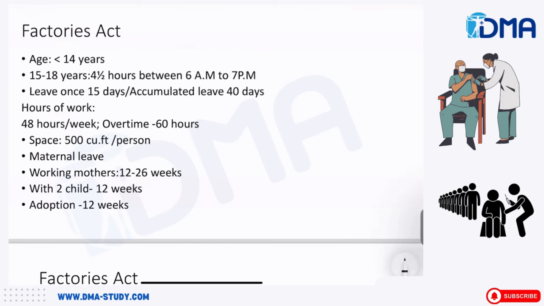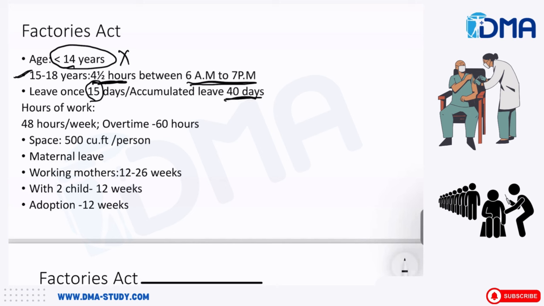Next, I would want you to know about the Factories Act. In the Factories Act, you have to remember the age group: you should not employ less than 14 years. In case of 15 to 18 years also, they should not work more than 4.5 hours. They have to work between 6 a.m. and 7 p.m., and they have to get a leave for 15 days and accumulated leave for 40 days.